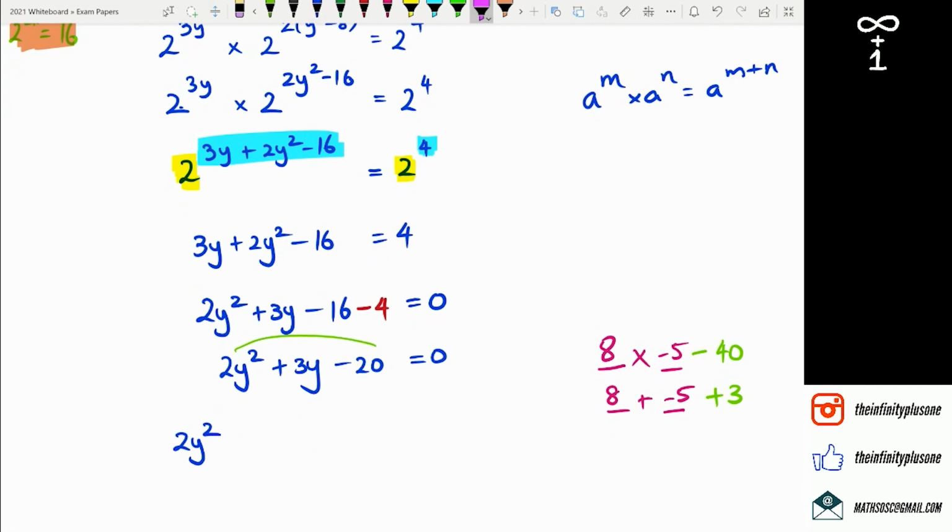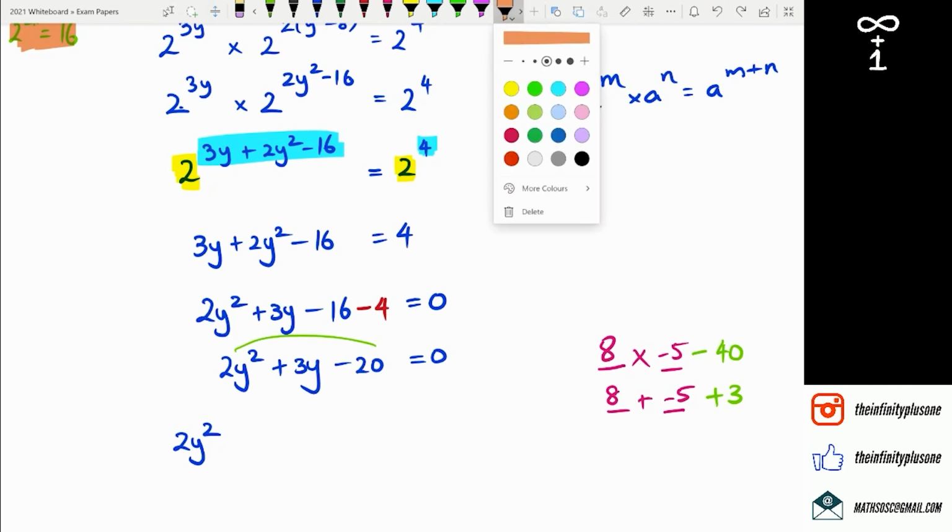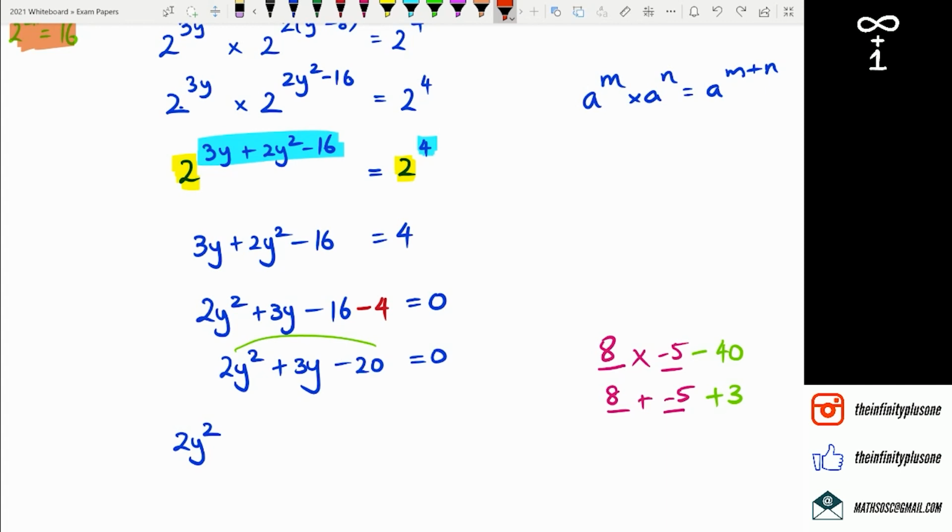So just to recap, I'm going to replace that 3 with 8 and negative 5. So I've got 2y squared plus 8y minus 5y minus 20 equals 0.